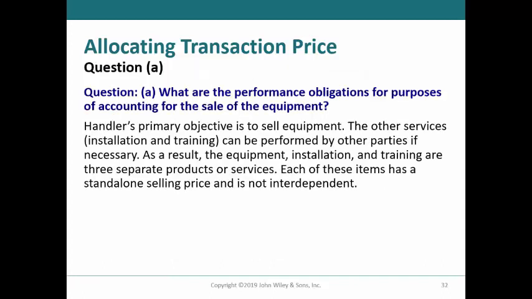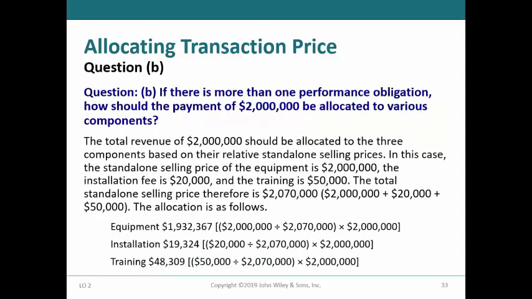The first question is, what are the separate performance obligations included in the contract? Since the installation and training can be performed by other parties, these services are considered distinct. Therefore, there are three separate products or services and performance obligations in the contract. The next step involves the allocation of the transaction price of $2 million among the three separate performance obligations. The slide illustrates the allocation.